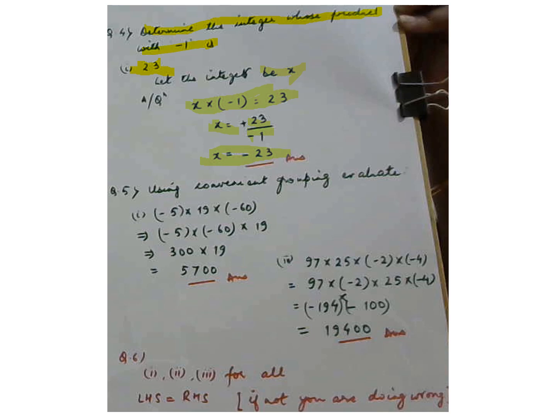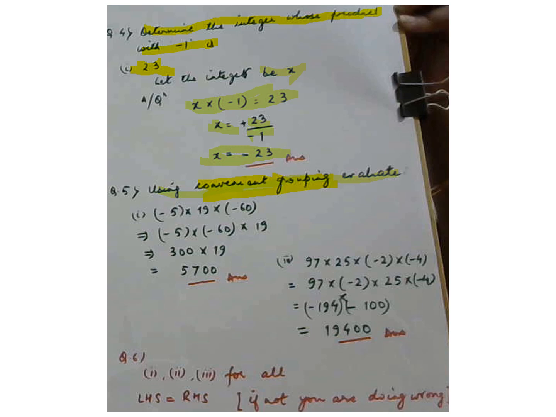Question number 5. Using convenient grouping evaluate. Now here again most of you have done the mistake. You are simply multiplying and giving the answer. Question is saying using convenient grouping. So you have to see how your calculations become easier.